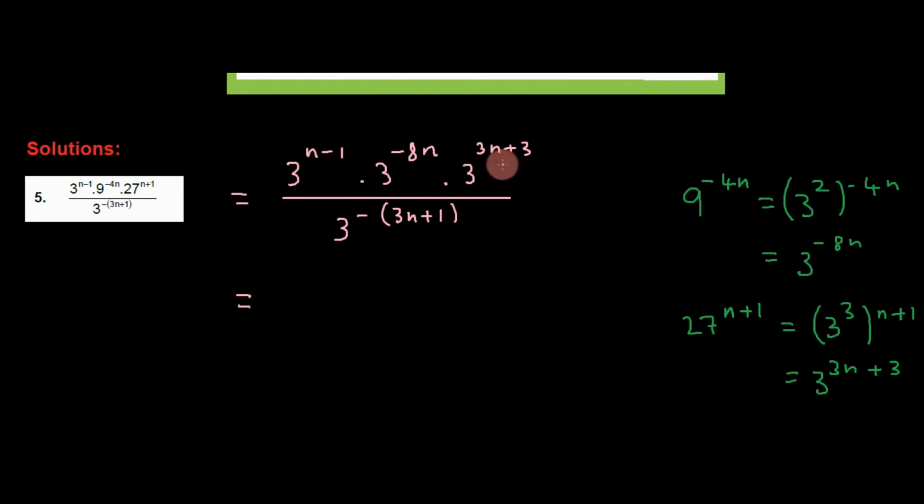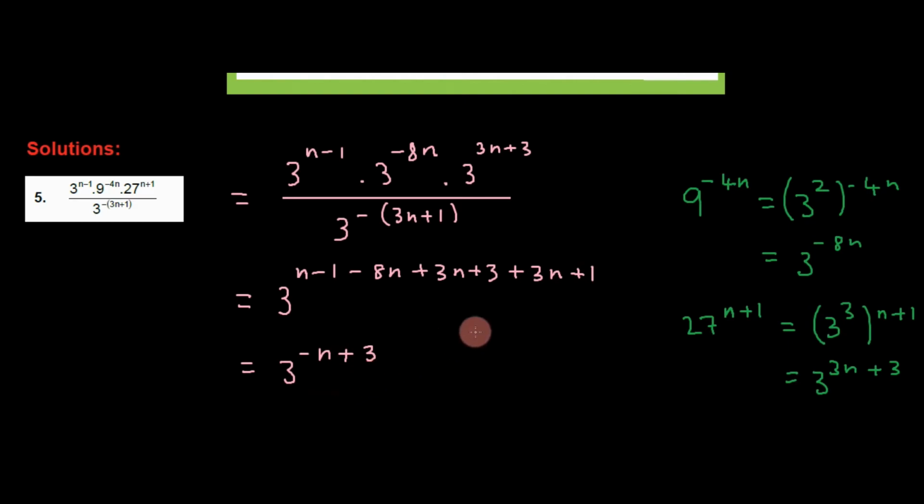Now we can add the powers where we multiply and subtract them where we divide. So 3 to the n minus 1 plus negative 8n, so minus 8n, plus 3n plus 3. When we subtract the bottom power, the sign changes over here. So it's plus 3n plus 1. Then adding like terms, we have n minus 8n, which is negative 7n, plus 3n, which is negative 4n, plus 3n, which is negative n. Then we have minus 1 plus 3, which is 2, plus 1, which is 3.